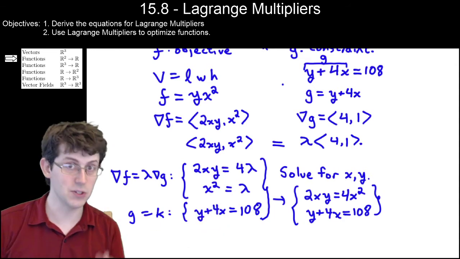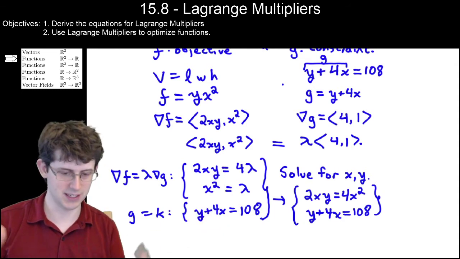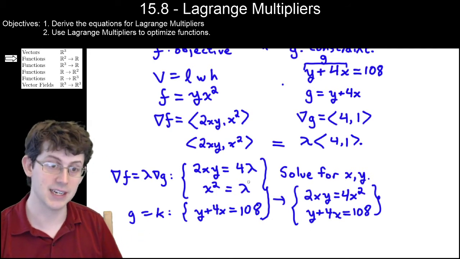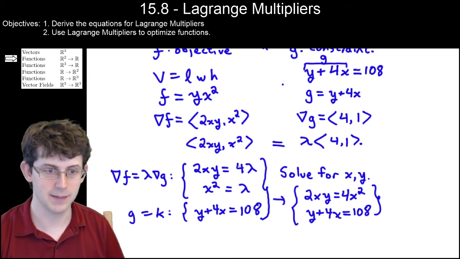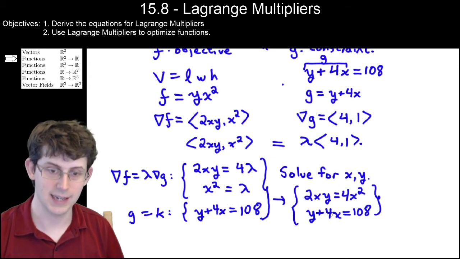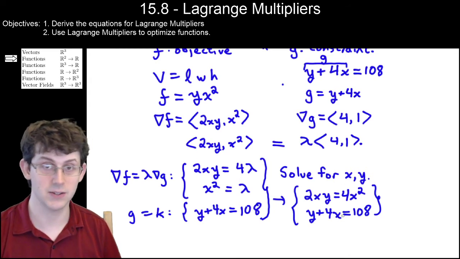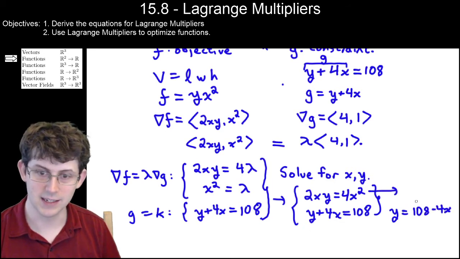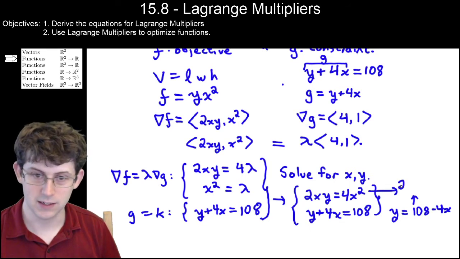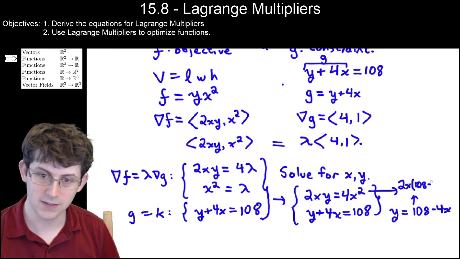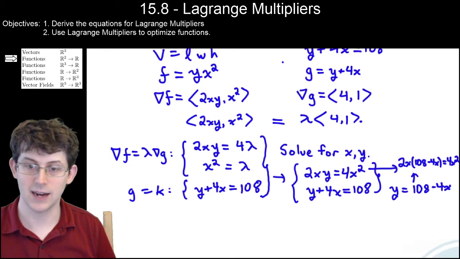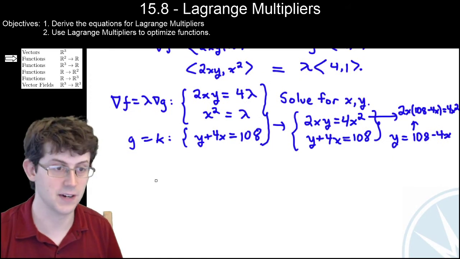When you're solving a system of two variables, it's not hard. As soon as you do the substitution once, you've got one equation with one variable. But here it's a little bit trickier on the algebra side. So we eliminated lambda. Now we're down to just x and y. Now do it again: solve for a variable and substitute it into the other equation. So here y is 108 minus 4x, and I can substitute that into the first equation. I'll get 2x(108 minus 4x) equals 4x squared. This is now one equation just in x, so I can solve it for x.